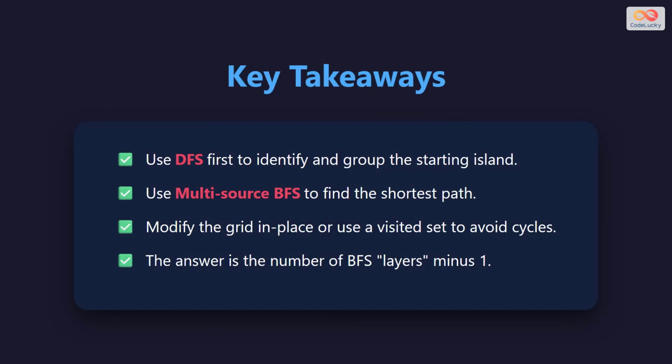To wrap up, remember to run DFS first to fully capture the first island. Then, use that entire island as the starting source for a BFS. This guarantees the shortest bridge distance. This pattern of modify then expand is common in many advanced graph problems.